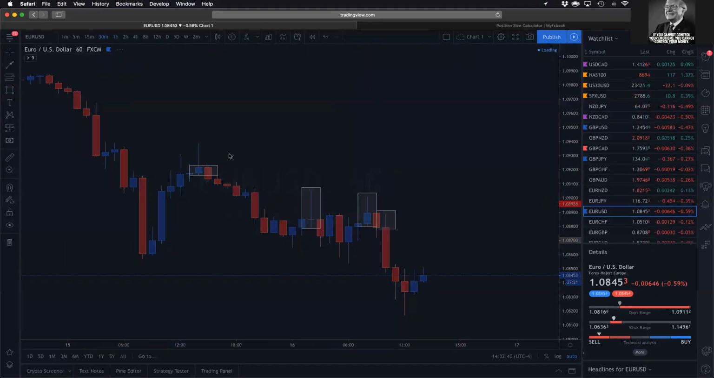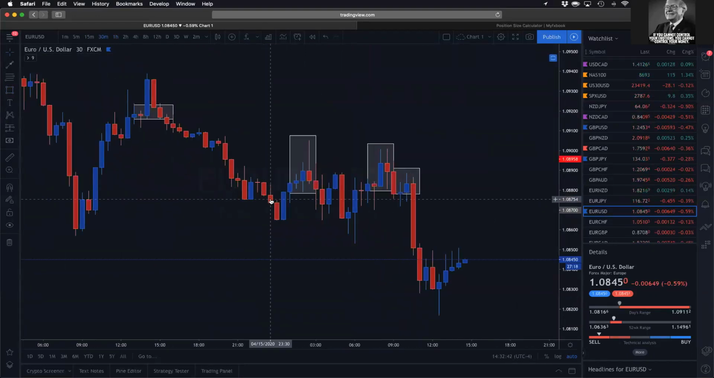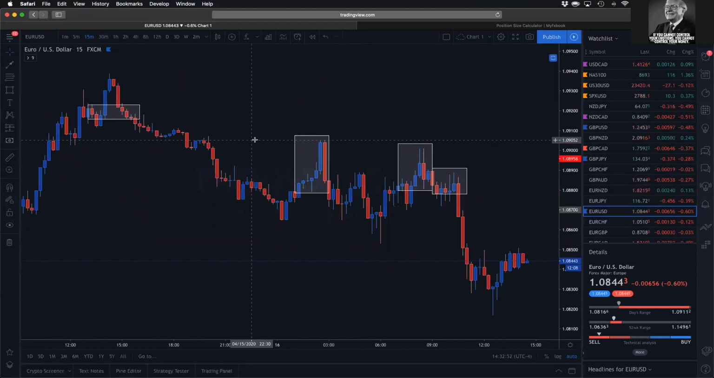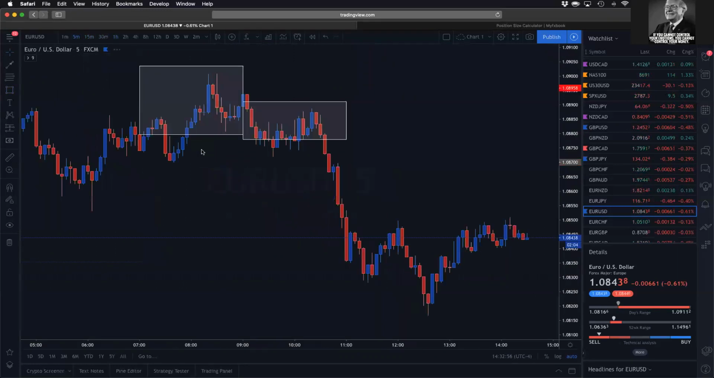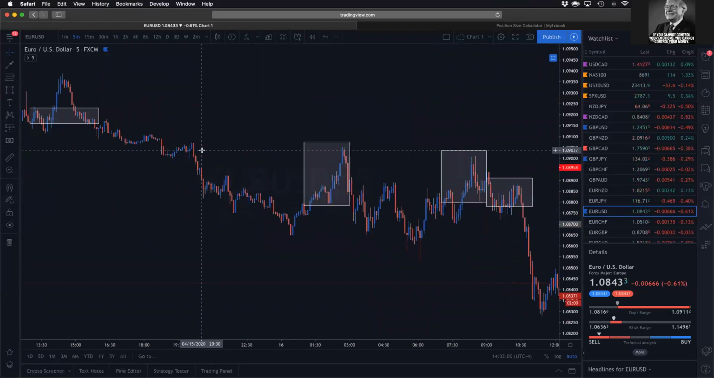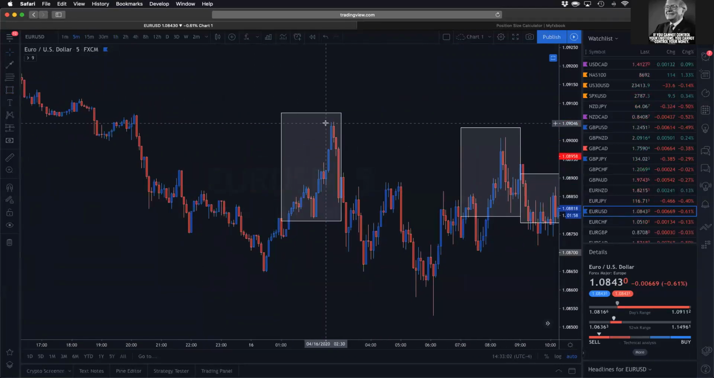Let's go to a 30-minute. So 30-minute, this mitigated out of something in here on a different time frame, whether it was this candle here on the 15, let's see. That's what that was. Yep, right here.